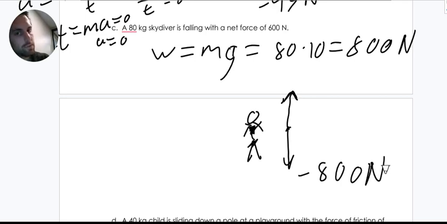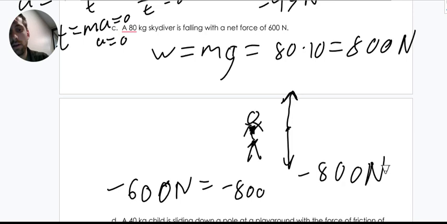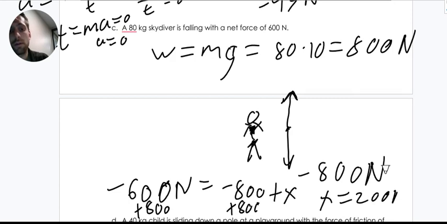The net force will be 600 newtons. He's still falling, so that's going to be positive, or negative, I mean. So negative 600 net. So he has a little bit of force going up from air resistance. That's going to be negative 800 plus x equals negative 600. So we add 800 to both sides. And we're going to get x equals our value, 200 newtons, going up.